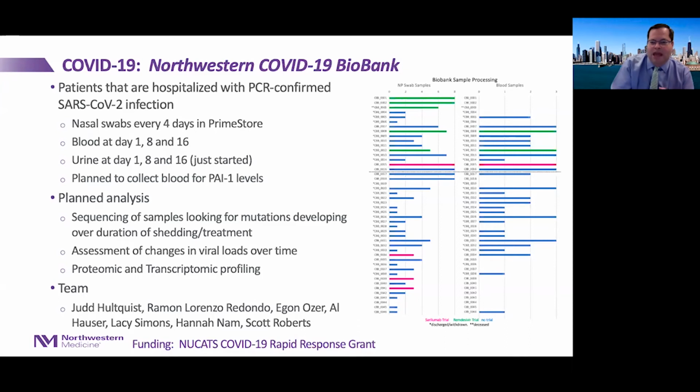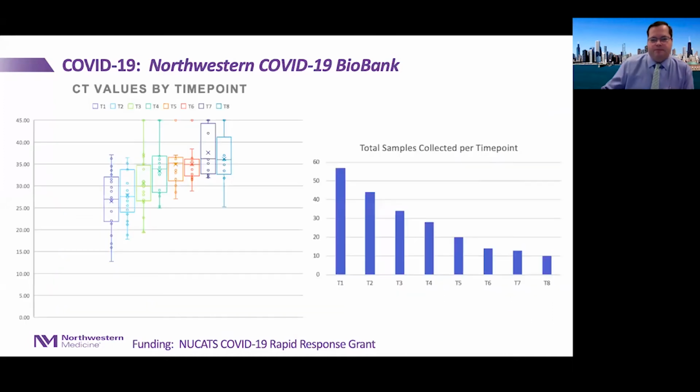I think, interestingly, looking at the patients, we also have a number of patients that have received a range of therapies. Green are patients that have received remdesivir. Blue were not enrolled in any trials, but some of them got tocilizumab. And then the pink are patients that got sarilumab therapy. Next slide.